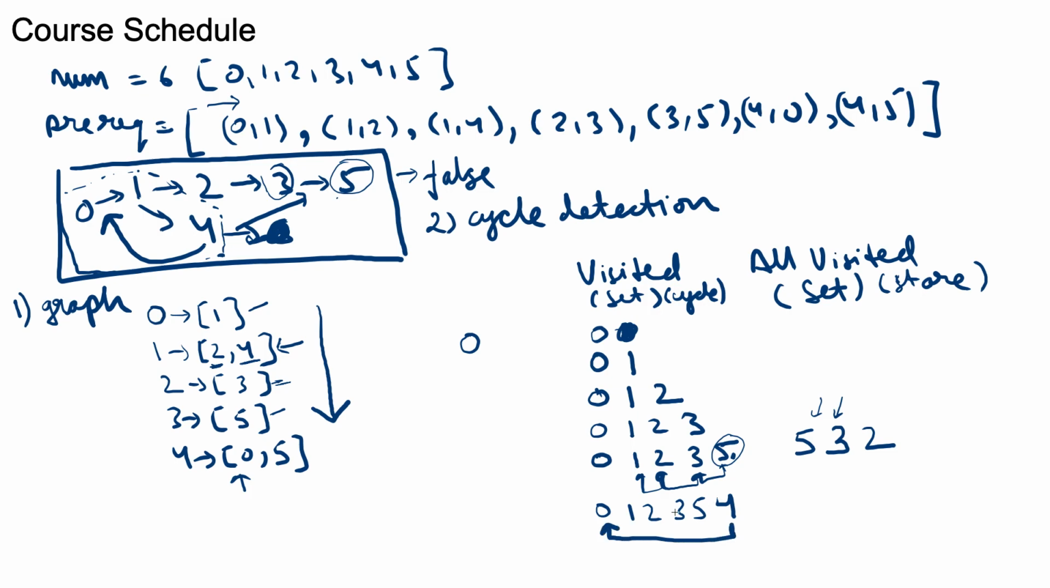So this means that there is a cycle formation here, and at this point we come to the conclusion that there is a cycle, which means that we cannot take up all the courses. So this is how you can come to the conclusion whether a cycle is there or not. So now let's look at the complexities.